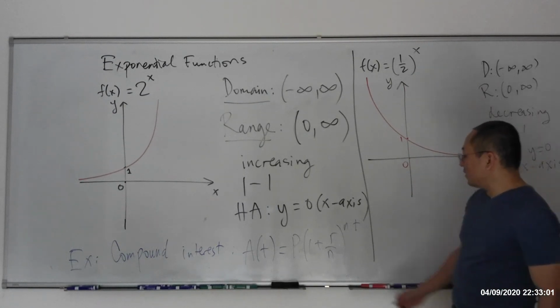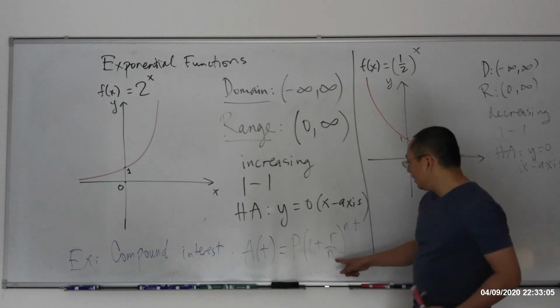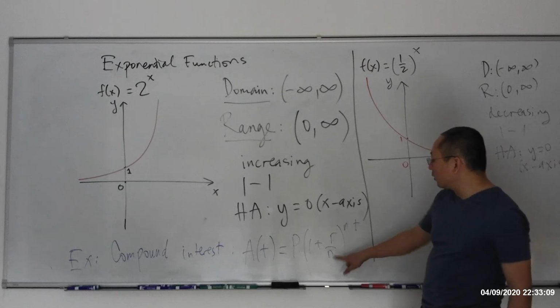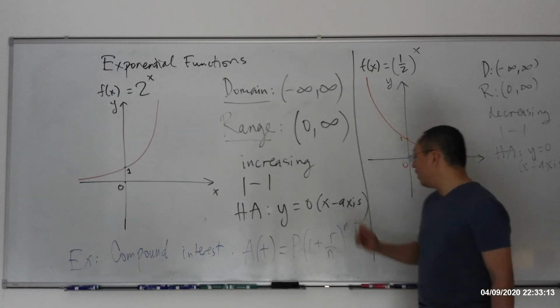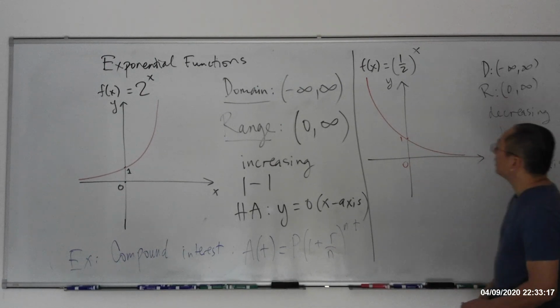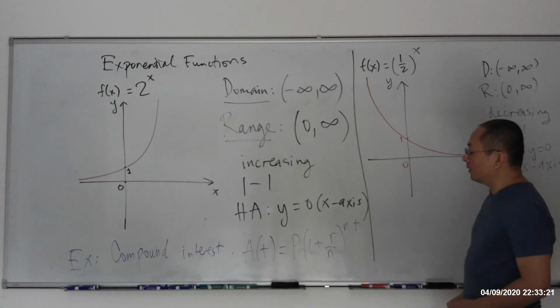Eventually you're going to come to the interest compounded continuously. In other words, later on when you learn about limits and take n going to infinity, the whole thing right here becomes e raised to the r. So P times e to the rt. That's the compound interest formula when compounded continuously.